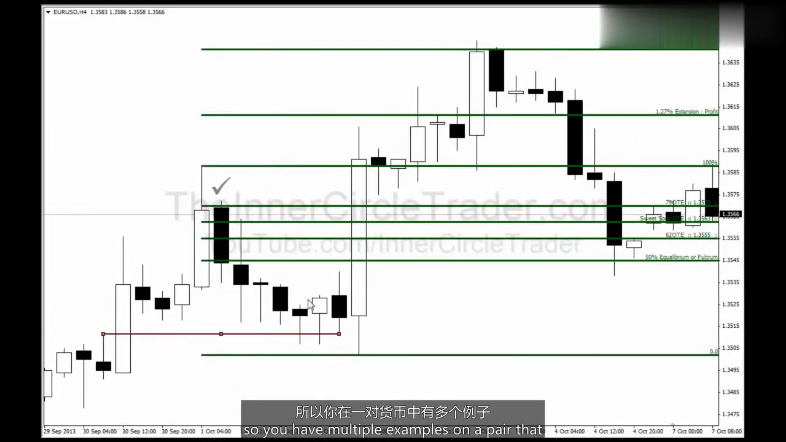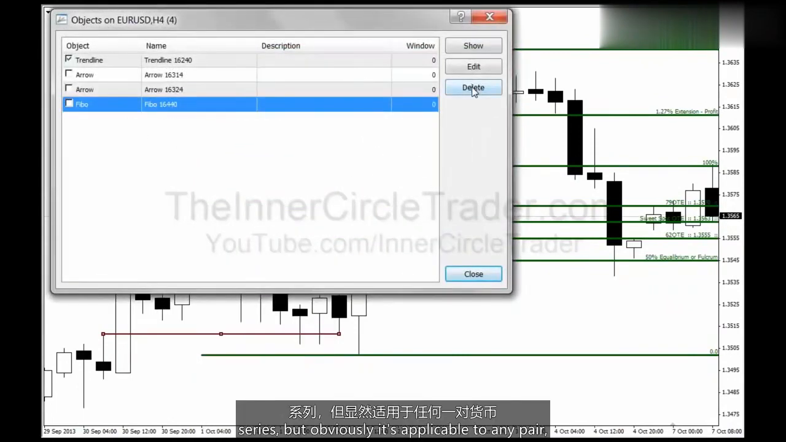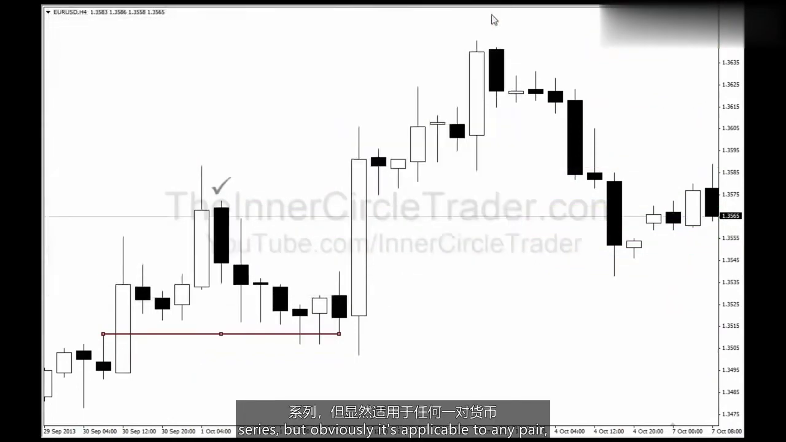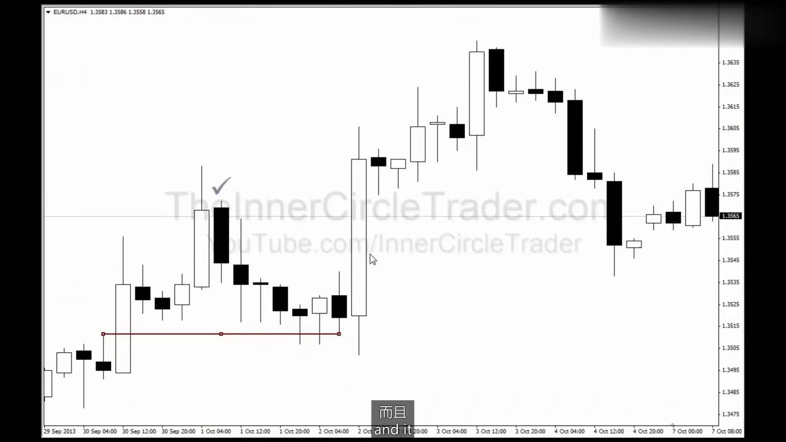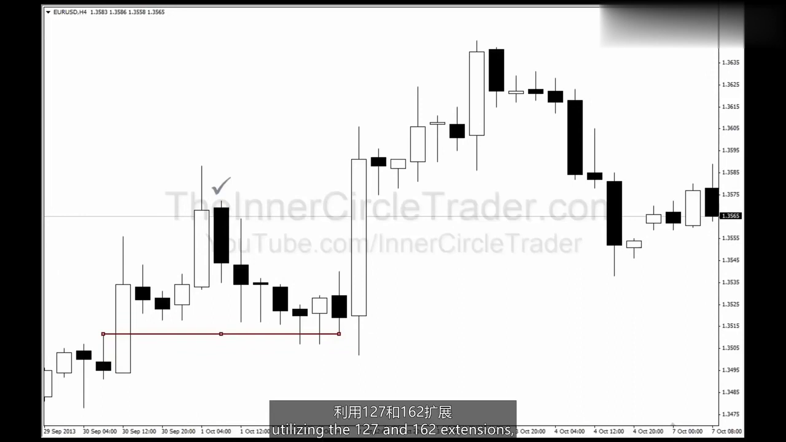So you have multiple examples on a pair that we have been utilizing for this series, but obviously it's applicable to any pair. And it wouldn't be fair unless we did some downside objectives, but I'm going to have to go to a different pair to do that. So let's take a look at the downside objectives utilizing the 127 and 162 extensions.